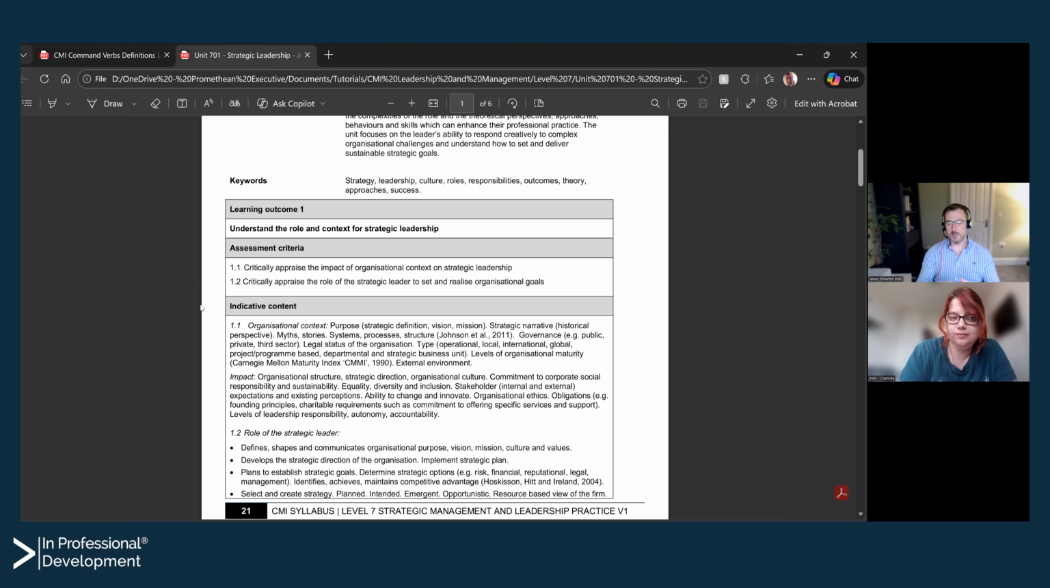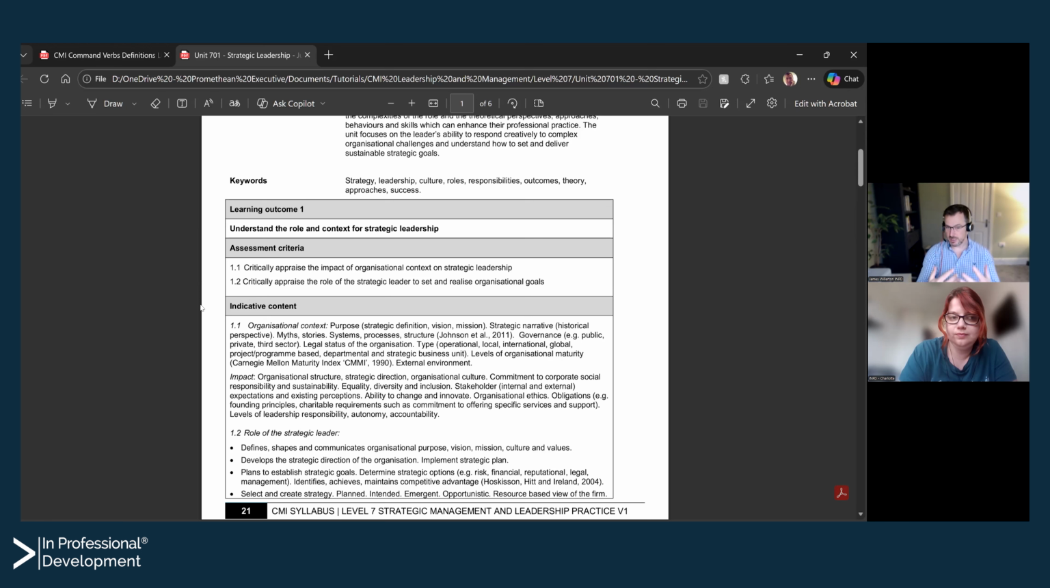You might also think about the maturity of the organization. So models such as the Carnegie Mellon Maturity Index here might be something you could think around. So beyond the size and the sector, we might think around what's the maturity of our organization in terms of its systems, its processes, its approaches to being managed and led. And once you've got a difference in the context there, then you're in a position to look at the impact those different contexts have on strategic leadership.